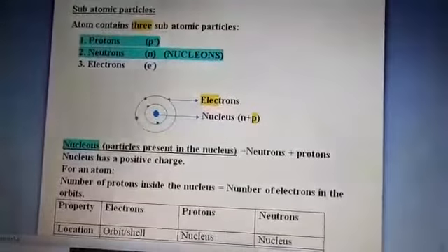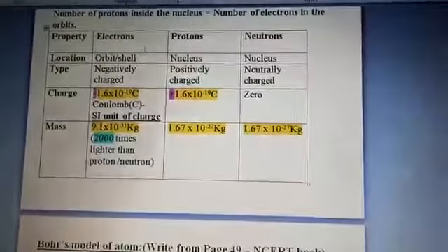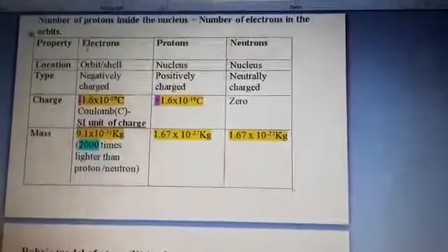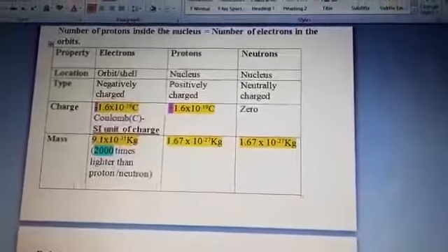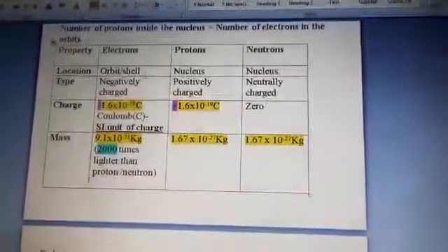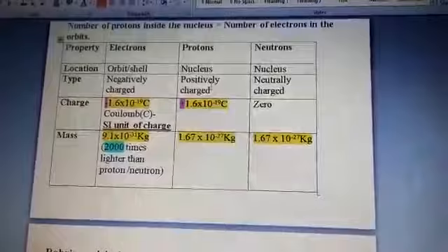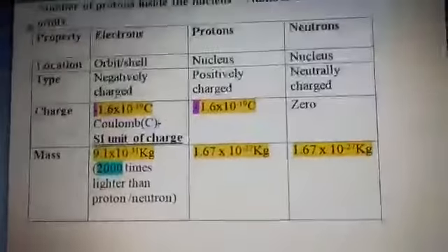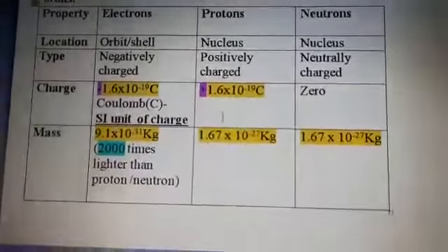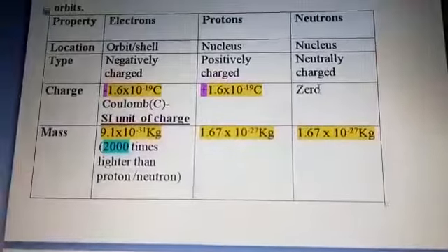Now I'll just compare the protons, electrons and neutrons. The same notes have been given to you, so please refer to those notes. Protons and neutrons are inside the nucleus, electrons are in the shells. Electrons are negatively charged, protons are positively charged, neutrons are neutrally charged. Now, this is the value of charge, just for your reference. It's negative, it's positive, it has a zero charge.